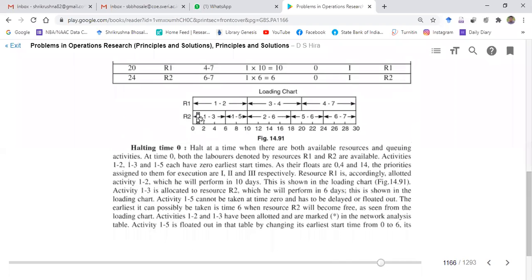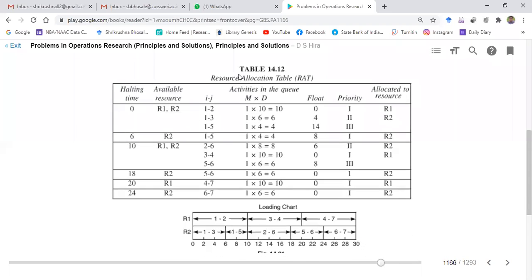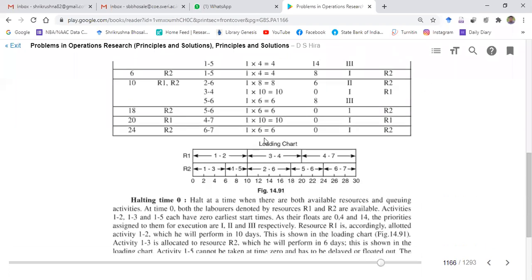Then we went to this RAT table, that is called the resource allocation table, where one of the important parts is this halting time. What is that halting time? It is when the activity and resources are free. Based on this, we allocated these resources, and based on this allocation of the resources, the loading chart has been made.